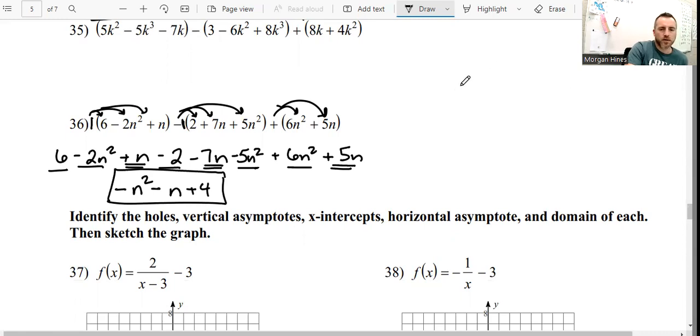Next up, graphing rational equations and functions. Whee!